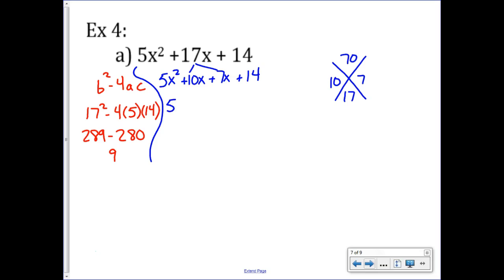I can take out a 5x and I'm left with x plus 2. 7x plus 14, I can take out a 7 and I'm left with x plus 2. So now I have 5x plus 7 and I have x plus 2.